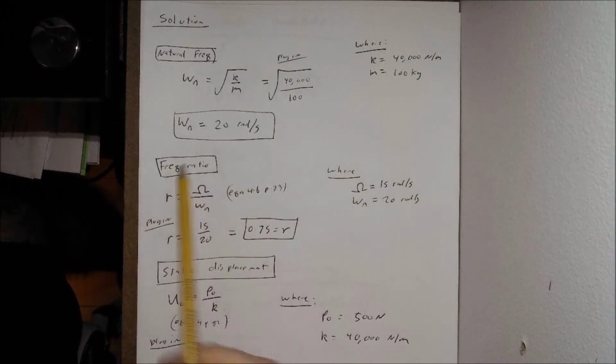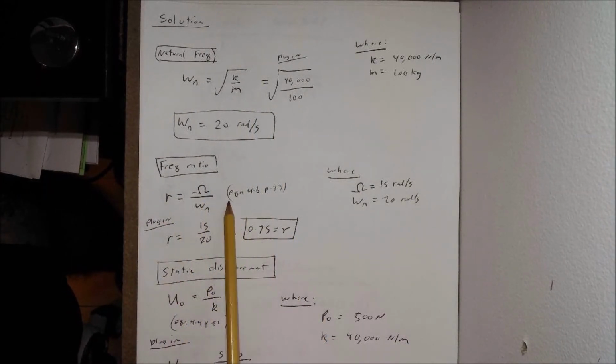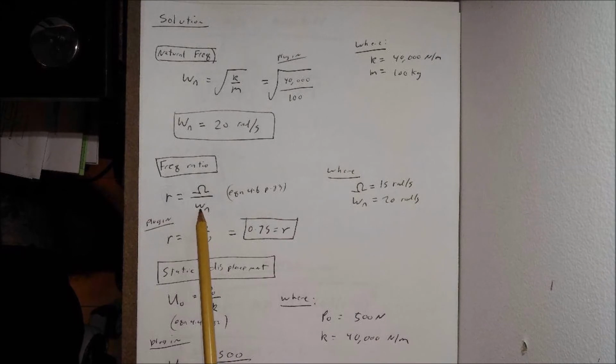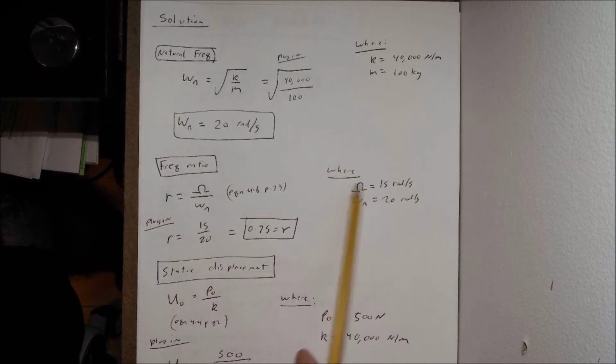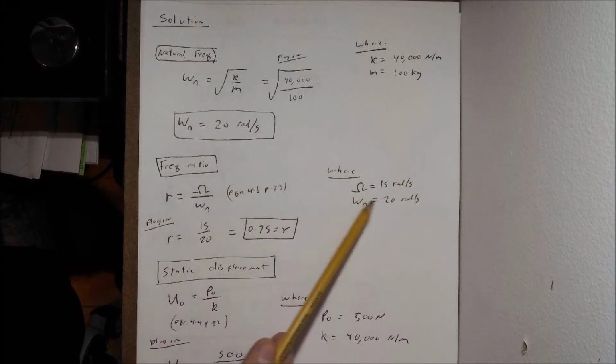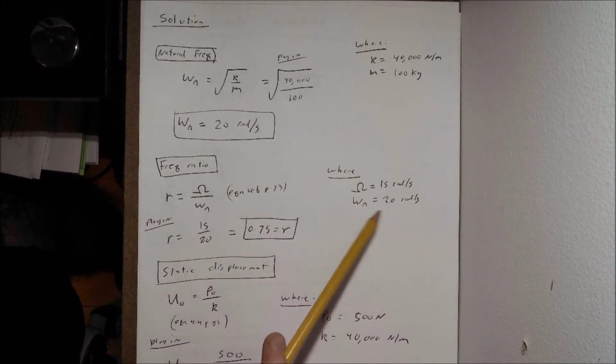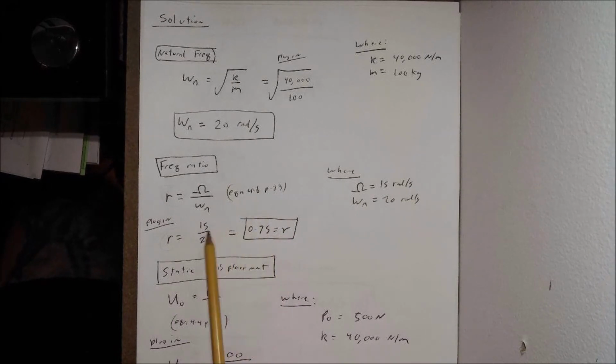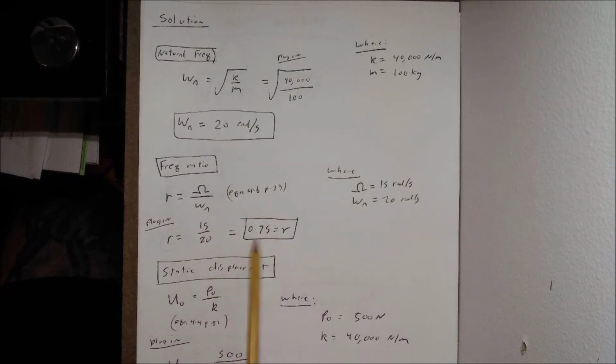We also realize we're going to need an r. So this comes back to equation 4.6 on our textbook, where r is equal to our omega over our omega sub n, where we're given our omega term, 15 radians per second. Our omega sub n we just solved for above here is 20 radians per second. So we can plug that back into our frequency ratio equation here, 4.6. We end up with 15 over 20, or r is equal to 0.075.